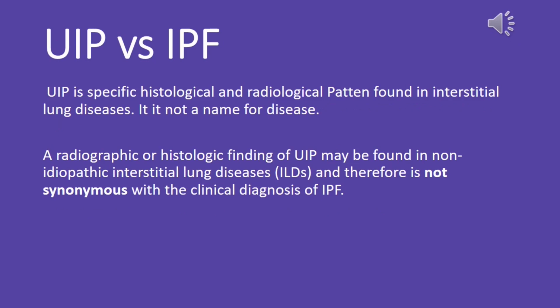UIP versus IPF. UIP, or usual interstitial pneumonia, refers to a specific histological and radiological pattern found in interstitial lung diseases. It's important to note that UIP is not a disease name itself, but a characteristic pattern. A radiographic or histologic finding of UIP can occur in non-idiopathic interstitial lung diseases, ILDs, meaning it's not exclusively linked to the clinical diagnosis of IPF.